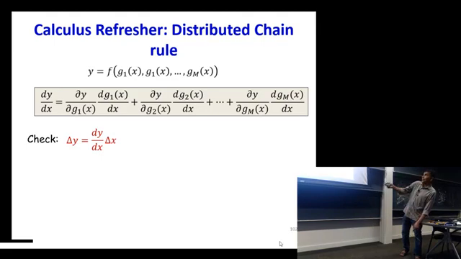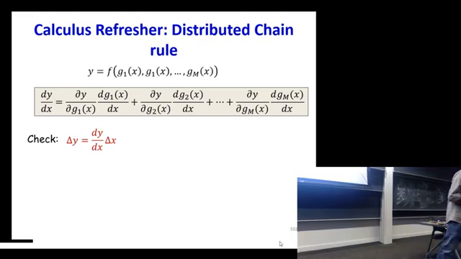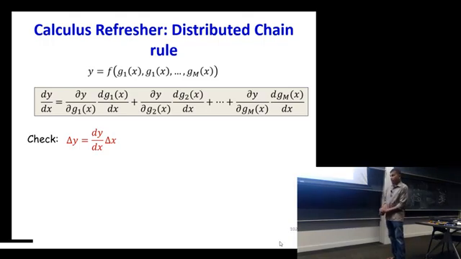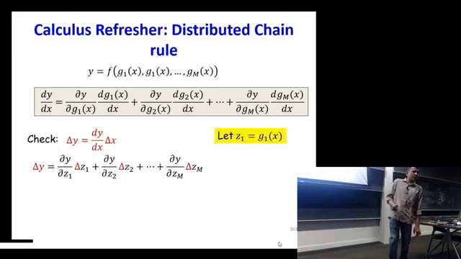So now let me think of another function. Y is a function of many g's, right? And each of these g's is in turn a function of x. The claim here is the derivative of y with respect to x is dy over dg1 times dg1 over dx plus dy over dg. This should have been g2. I keep making this mistake. Right.